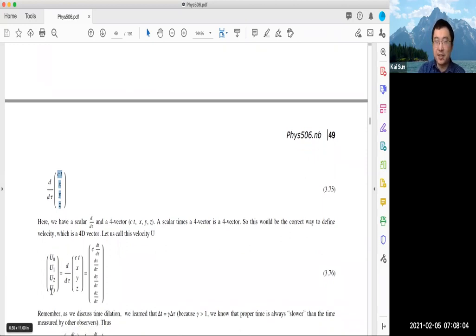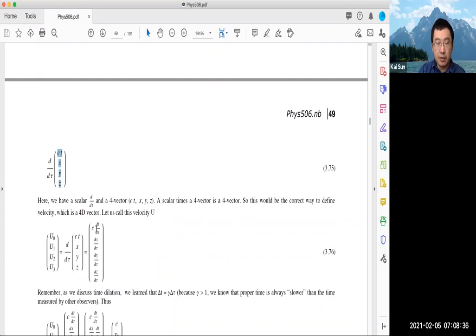This is the velocity we should use in special relativity. This is the so-called 4D velocity, and it's usually labeled using U instead of V to distinguish 4D velocity and 3D velocity. So the 4D velocity is a 4D vector. It has 4 components, and it's actually the proper time derivative of ct, x, y, and z. If we write down the derivative for each component, this is what we have. The first component is the speed of light times dt/d tau. t is lab time, tau is the proper time. And the xyz components are dx/d tau, dy/d tau, dz/d tau.